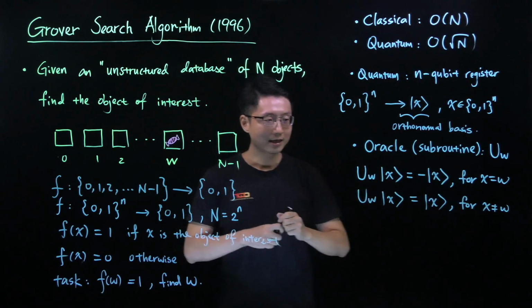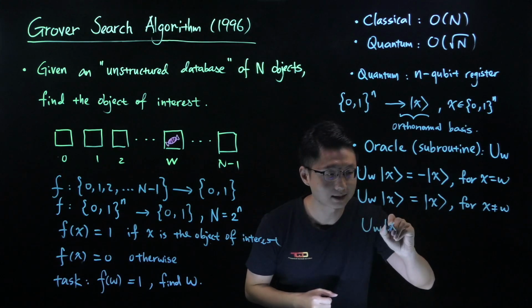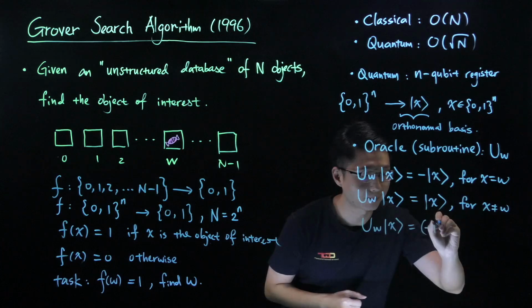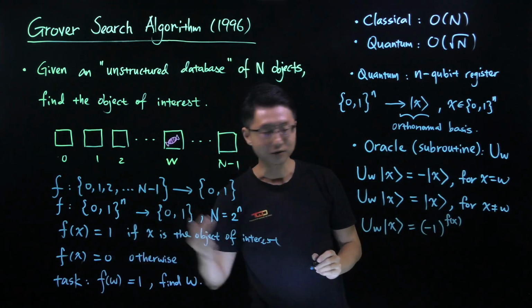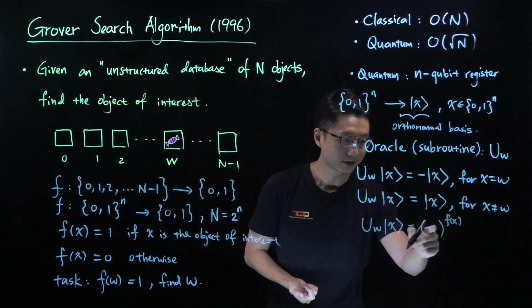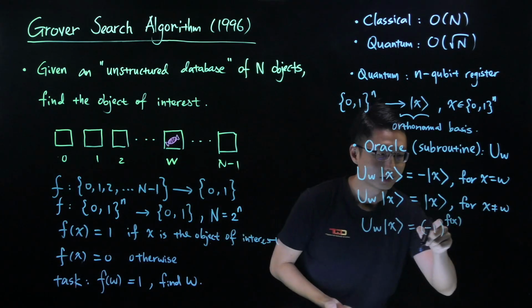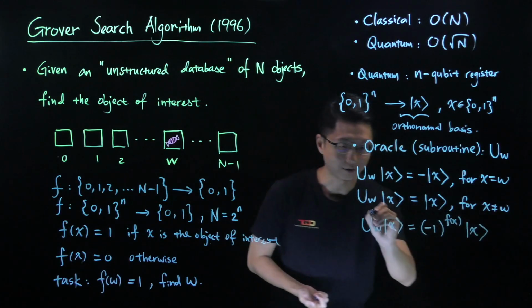These two sentences can be more compactly written as U of W acting on x is equal to -1 to the power of f of x. So for the object of interest, f is equal to 1, we pick up a phase of -1. Otherwise, for the rest, we just get 0 here, so there's no phase change, as -1 to the power of 0 is 1. So this is what the oracle does.